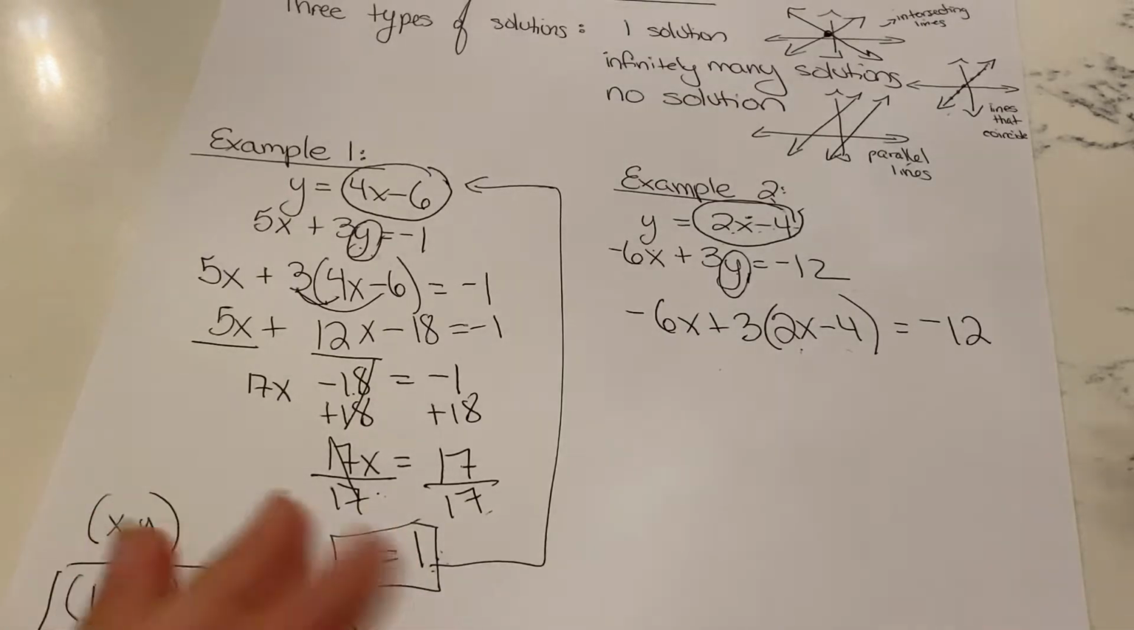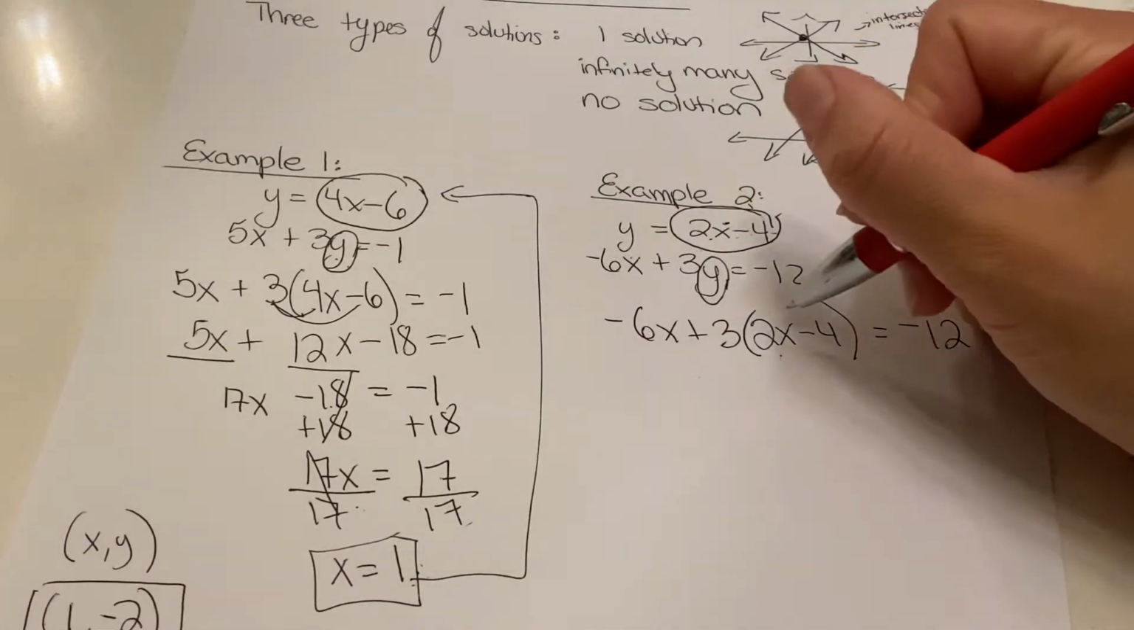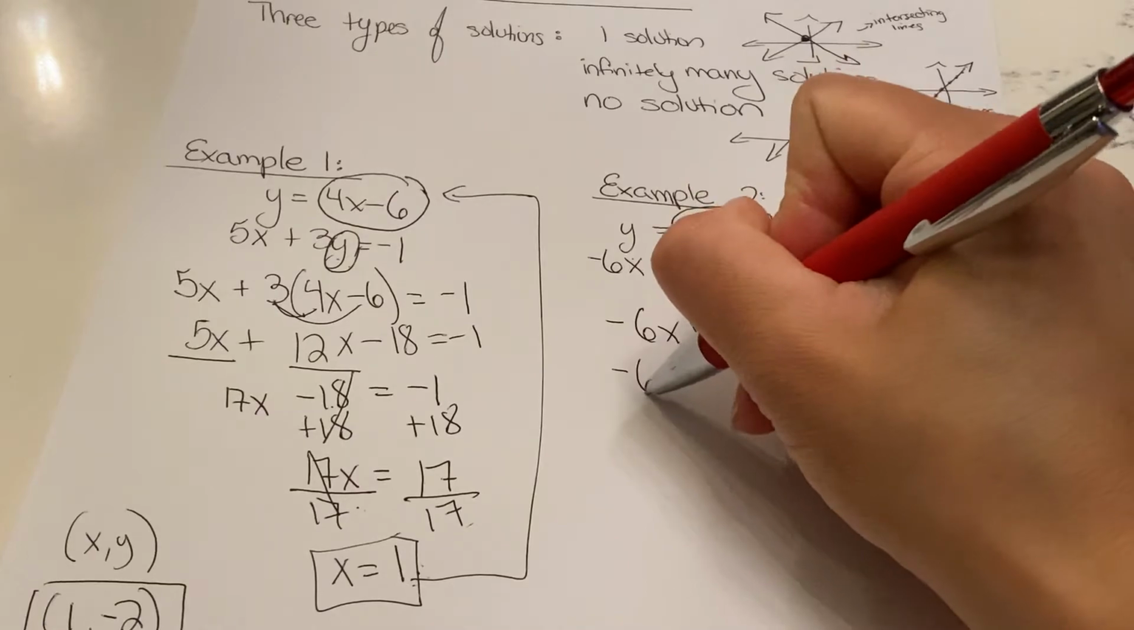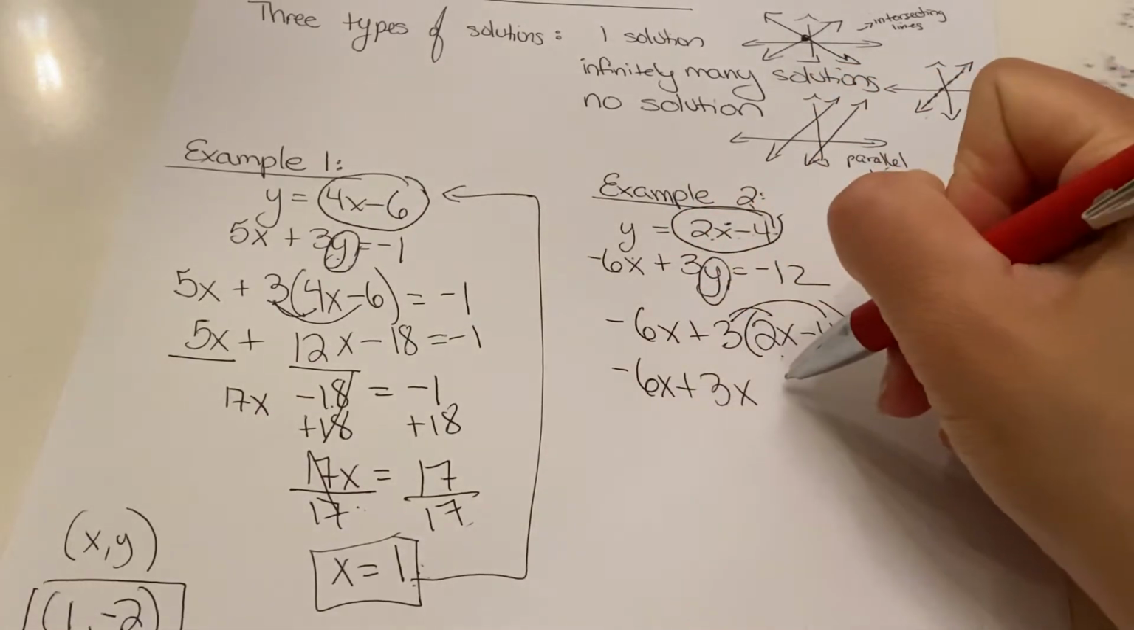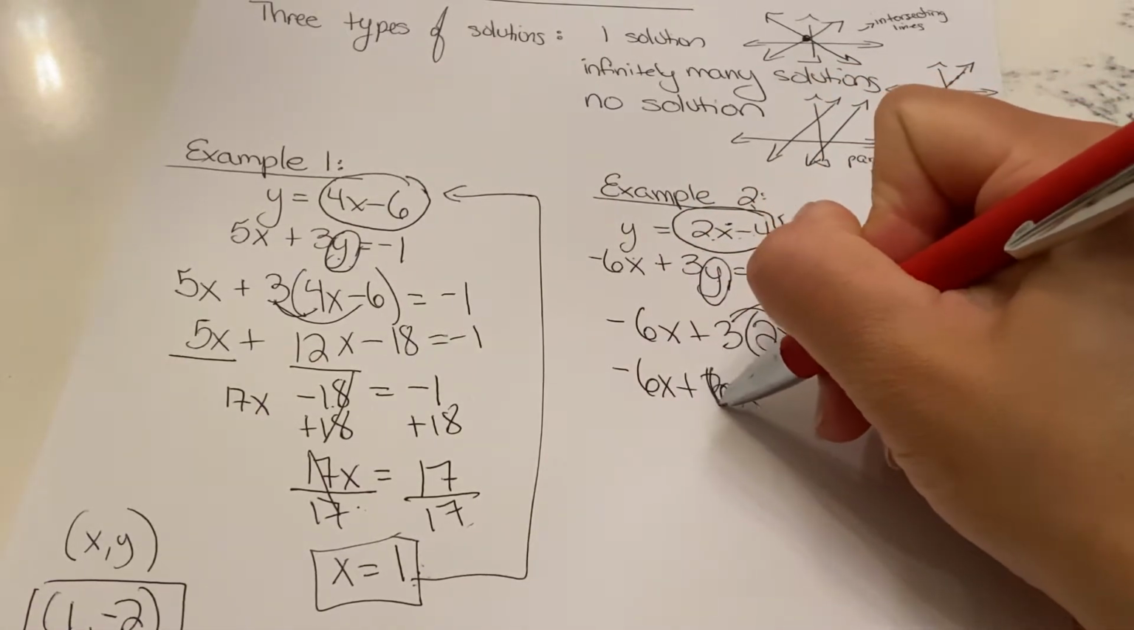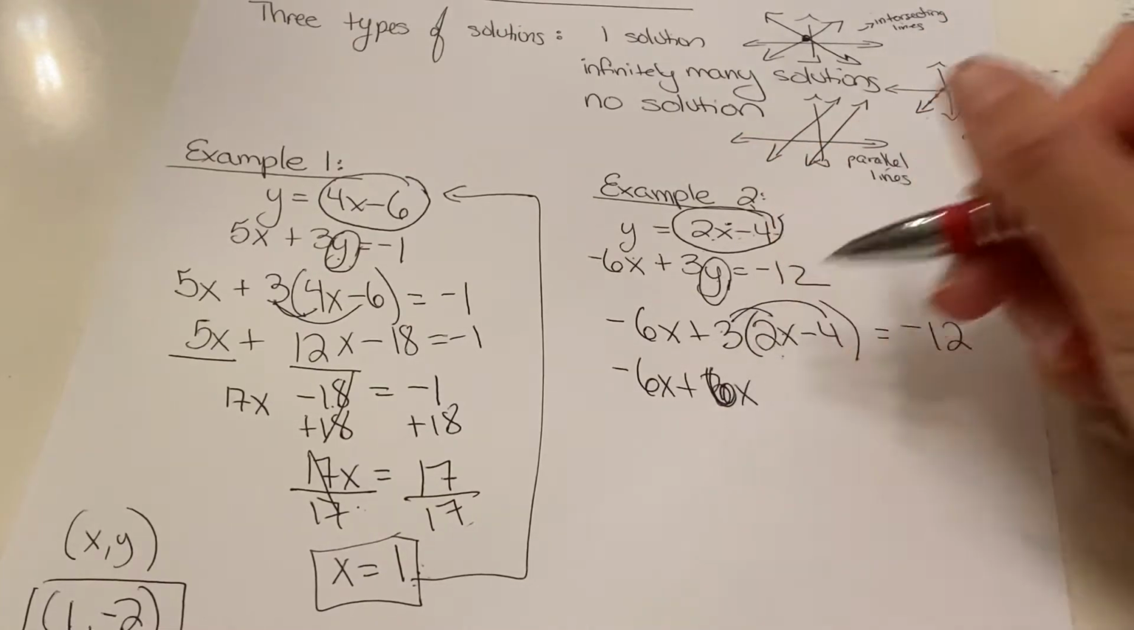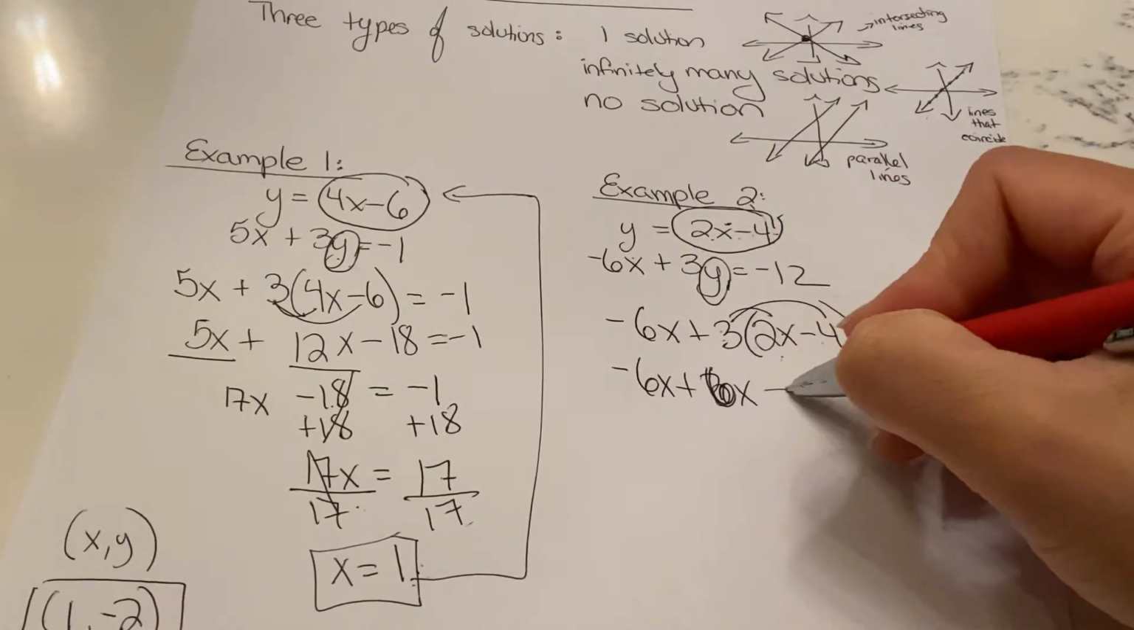So now I'm going to be able to solve for x. So I have to distribute first. Oops, sorry. I should get 6x. 3 times 2x is 6x. 3 times 4 is 12.